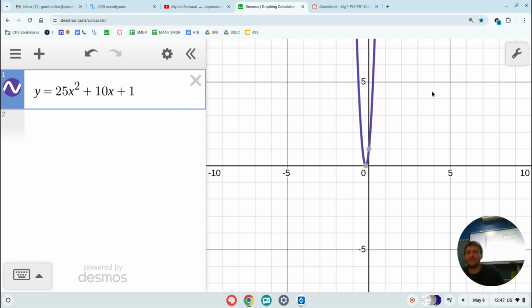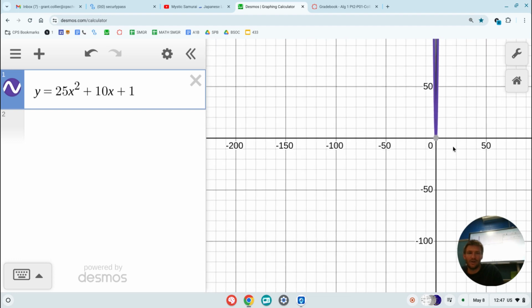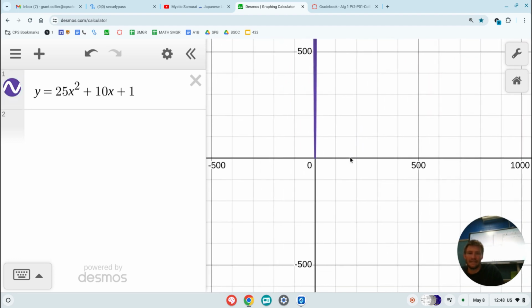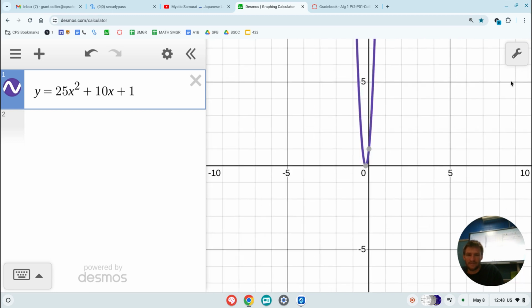I did have a student today say, Mr. Collier, how come I can't see the answers? And he was all the way out at like 10 million, and he said, Mr. Collier, and I said, dude. He went, oh, okay. So let's get all the way back in here.